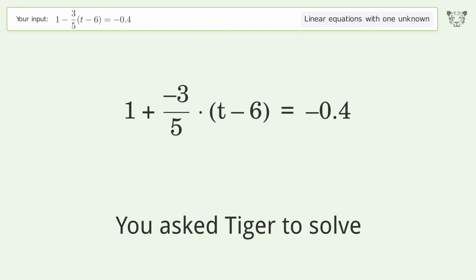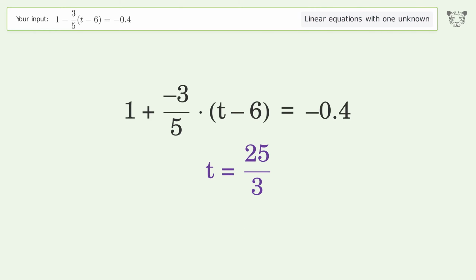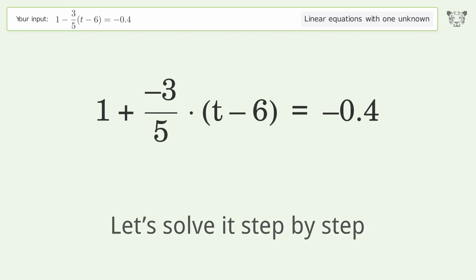You ask Tiger to solve this. It deals with linear equations with one unknown. The final result is t equals 25/3. Let's solve it step by step.